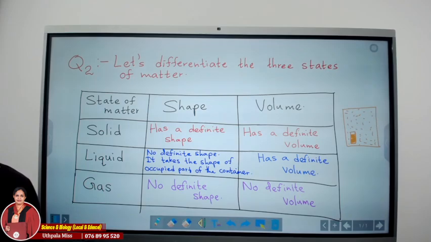Then before we move on to mixtures, I will share a video related to matter, the three states of matter. After that, we will discuss how we can differentiate matter further based on their composition. Okay. I will share the video.